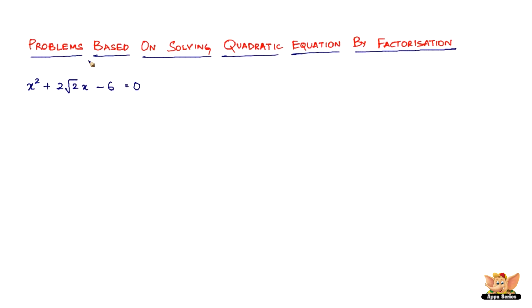So in this video, let us solve problems based on solving quadratic equations by factorization. That is nothing but splitting the middle term. So here we've got this equation, which is x squared plus 2 root 2x minus 6 equals 0. Well, nothing complicated in this. Don't be worried after seeing the root here. All you have to do is just follow the steps.